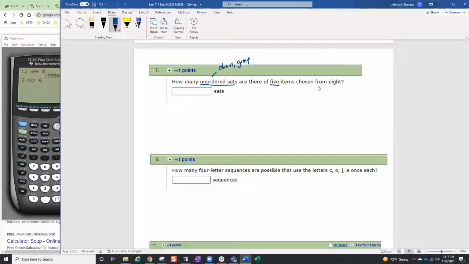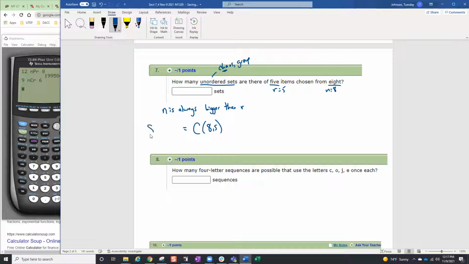I have 5 items and I have 8. n is always the bigger value. So r is 5, n is 8. And I'm using chaos or groups. So this is a C. I'll use C of 8, 5.